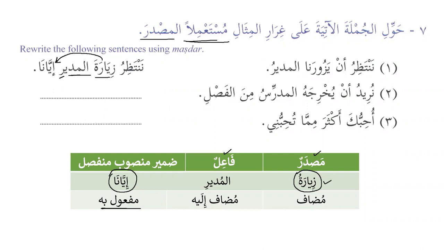Okay. Now we have nuridu an yukhrijahu al-mudarrisu min al-fasli. We want the teacher to send him out of the classroom. Could be some reason. Yukhrij, to send someone out, right? Akhraja yukhriju ikhrajan. We don't really want to say kick him out of the classroom. So we want the teacher to send him out of the classroom. Now, akhraja yukhriju ikhraj. We have to use the masdar. So nuridu ikhraja, ikhraja al-mudarrisi. Excellent.